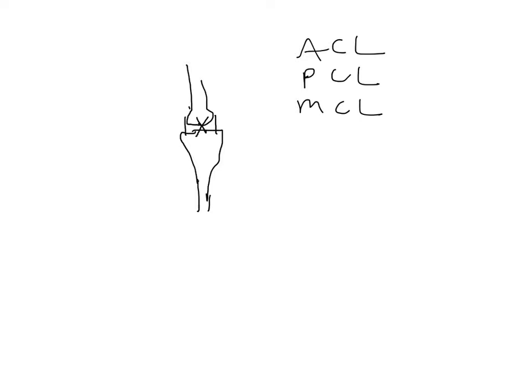Discussing the knee. There's your femur, your tibia. So recall there's 4 big ligaments holding your knee together: your ACL, your PCL, your MCL, and your LCL. And out of these 4 ligaments, it's the ACL, which often tears during athletic competition.